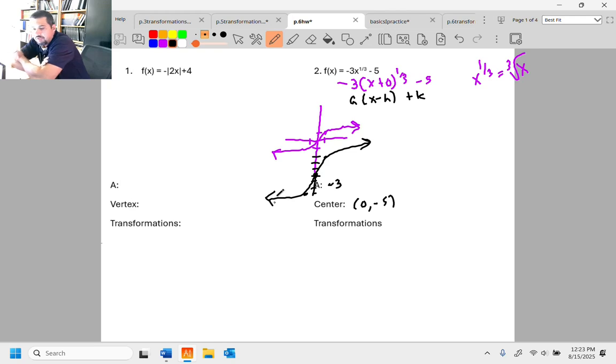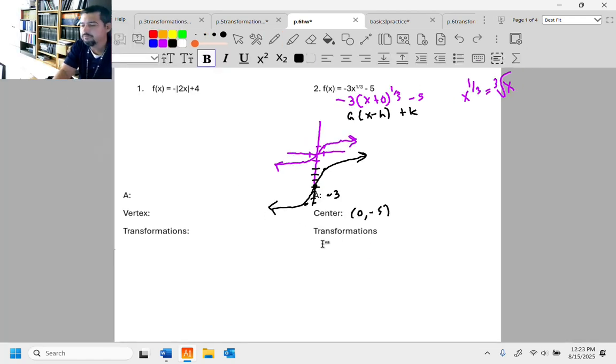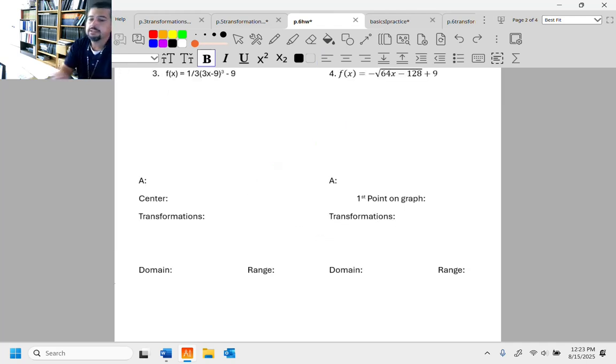Now, what transformations do I see? I'll type this for your sake. I see that there is a vertical shift, or translation, down 5. And I see that the kid is taller. So I see that there is a vertical stretch with a factor of 3. It's 3 times the height. It's not hard stuff.